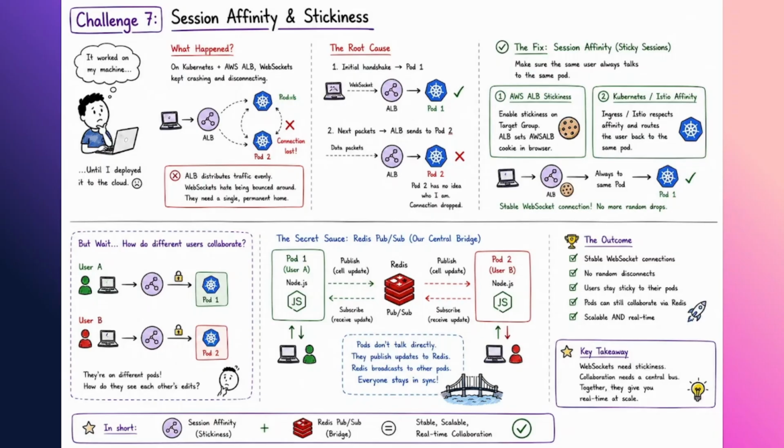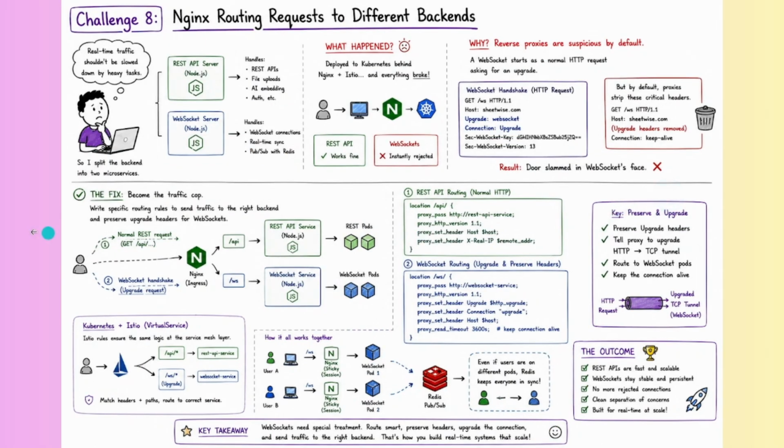But here is the final twist. If user A is logged into pod 1 and user B is logged into pod 2, then how do they collaborate on the same spreadsheet? That's exactly why the Redis PubSub architecture from challenge number 3 was so critical. Pod 1 and 2 use Redis as a central bridge to talk to each other, ensuring the WebSockets stay stable without sacrificing scalability. Now let's move on to the final challenge.